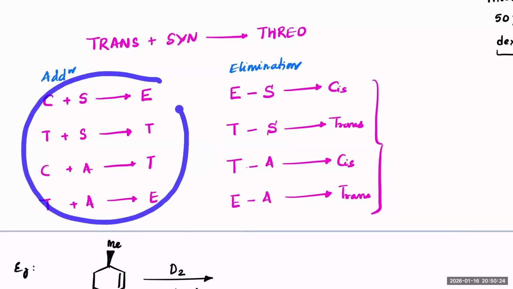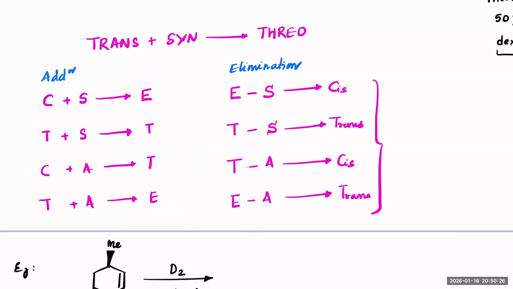Now, this is something which you will have to remember all the time so that it becomes easier. You don't have to draw all the structures all the time. You can directly check the nature of the reagent, whether it will go for syn addition or an anti-addition. Based on that, you can figure out what the product is.